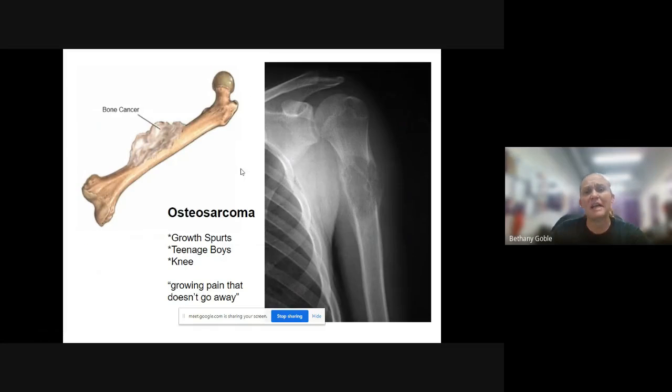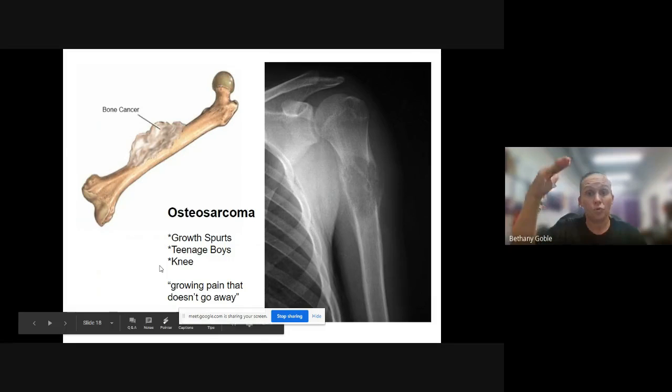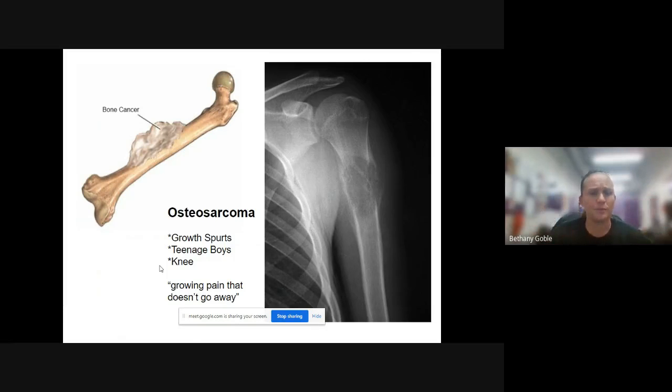This shows you guys a type of bone cancer called osteosarcoma. Osteo means bone. Remember, this usually happens around teenage boys, usually around this time because you're having growth spurts, and usually around your knee because you just grow really, really fast. It's like a growing pain that doesn't go away. You guys know sometimes, like, man, my bones hurt. A lot of people say those are growing pains, but you're like, this one doesn't go away, right? Or if you feel, like I said, a bump on your body.